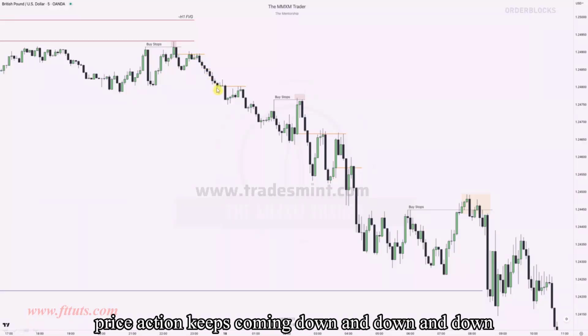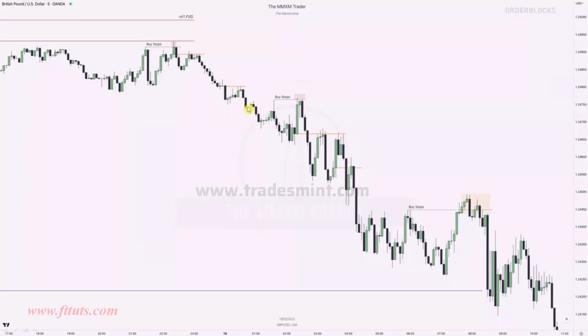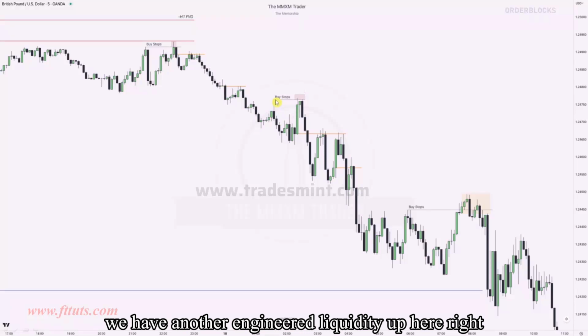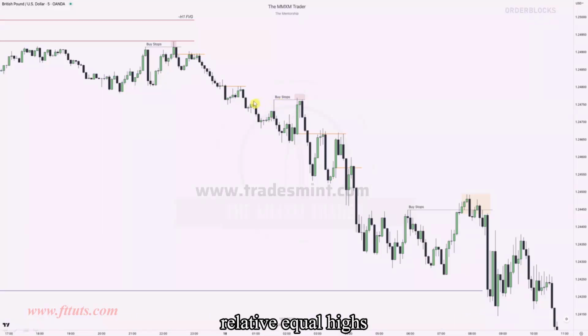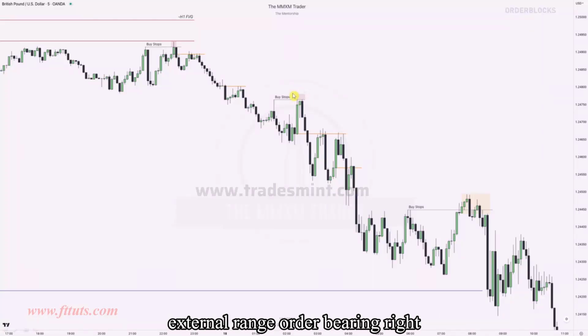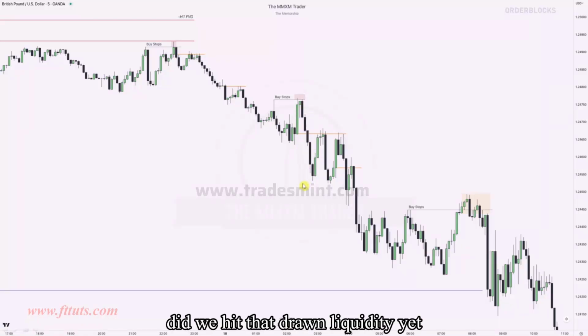Keeps coming down and down and down. We have another up close candle resisting price action, moving down and down and down again. Now, importantly, we have another engineered liquidity up here, right? Relative equal highs. We see price action raids that again for what? External range, order pairing, right? Price breaks structure again. You see that displacement indicating it's still bearish. Did we hit that drawn liquidity yet? No, we did not, because it's down here, right? So price action keeps declining.